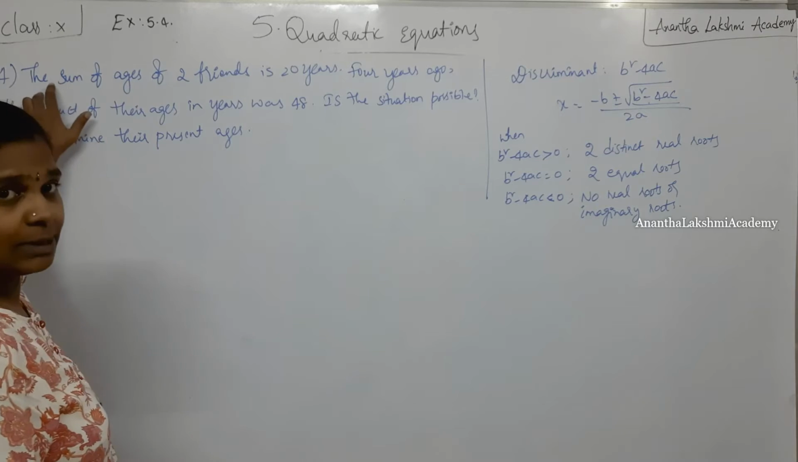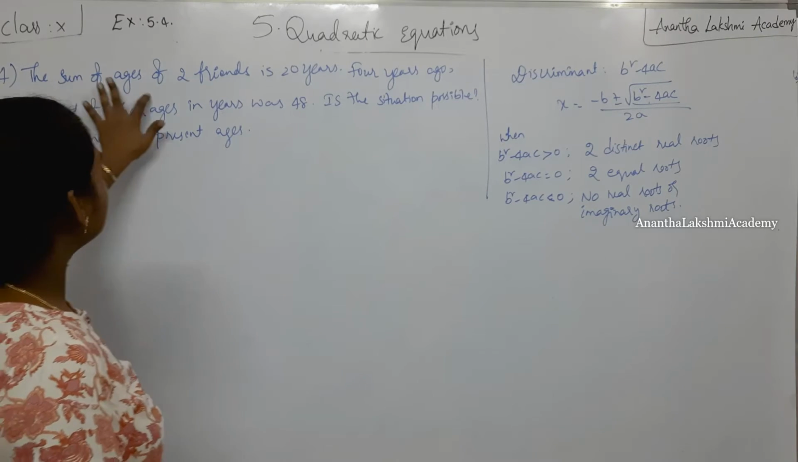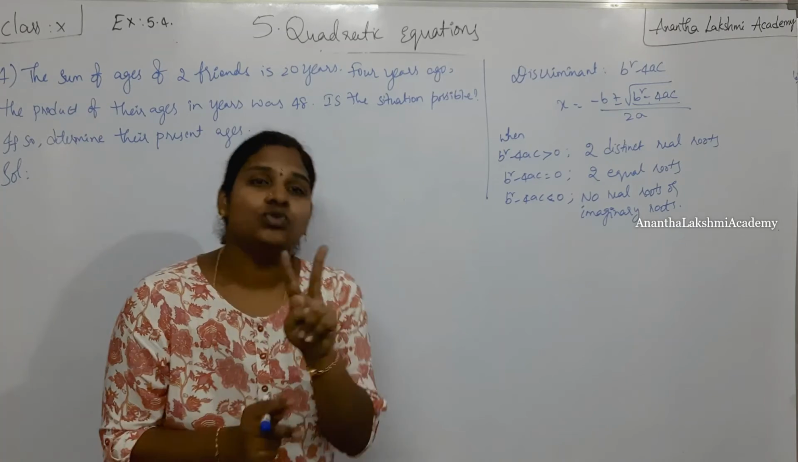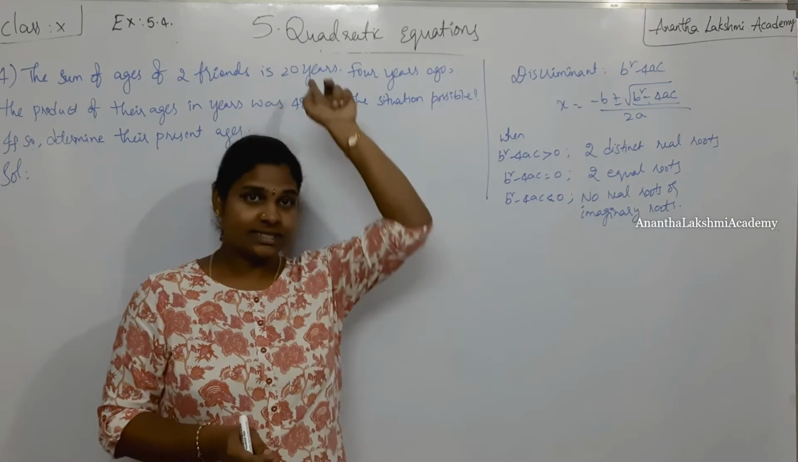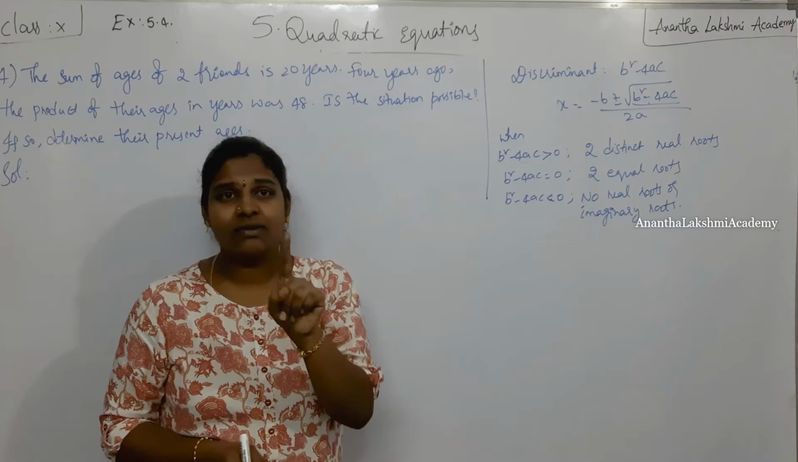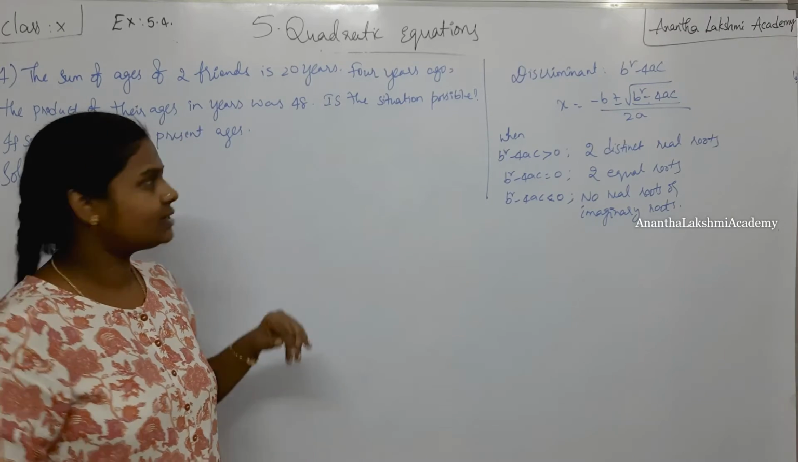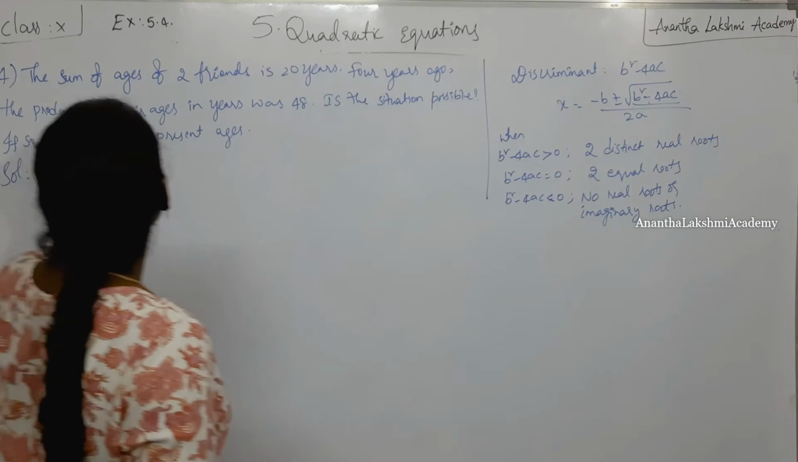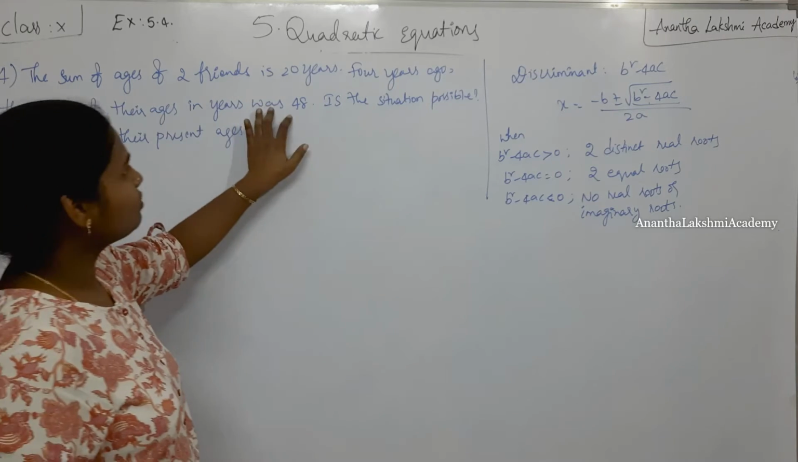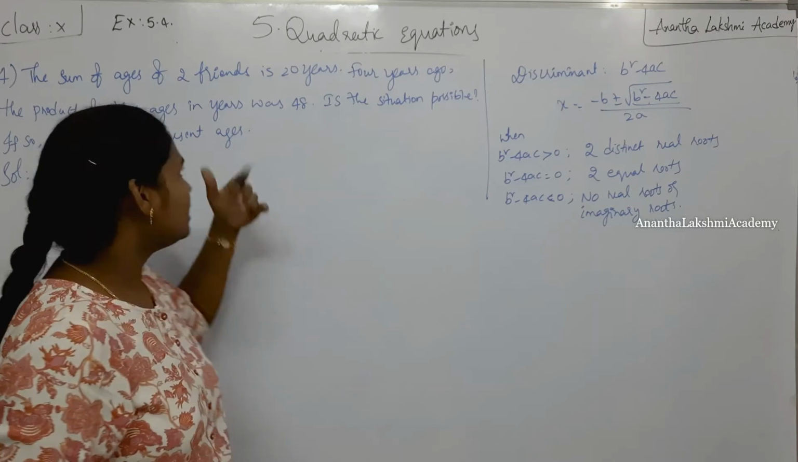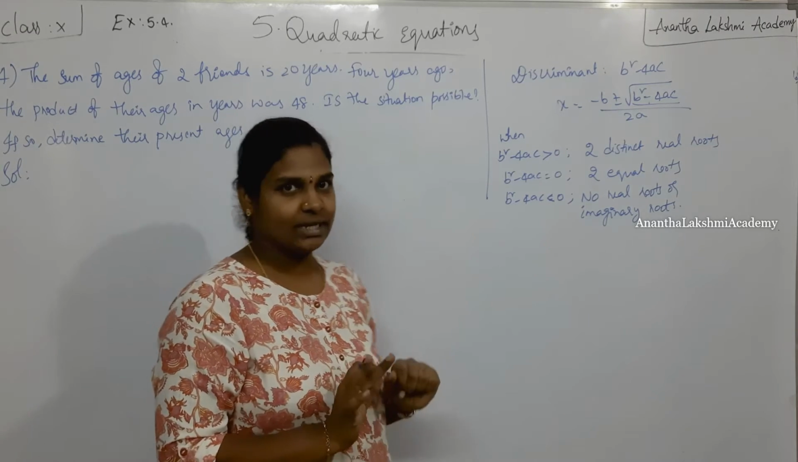So the fourth problem, let me read out. The sum of ages of two friends is 20 years. As I told you, since two friends are given, do not take two variables. Since the sum is given, if you consider one friend's age as x, the other friend's age will be 20 minus x. Four years ago, the product of their ages in years was 48. Is the situation possible? If so, determine their present ages is what is being asked.